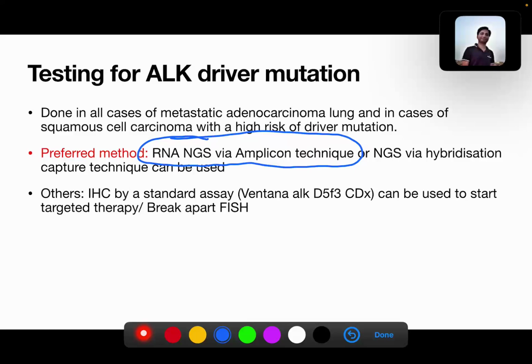Because the introns have been spliced out in RNA, fusion mutations can be detected with higher sensitivity based on RNA-based NGS. Okay, that is why RNA-based NGS has a higher sensitivity for fusion mutations. So that is how we primarily detect ALK in the current day and era. Earlier, we used to detect via IHC. Okay, there's a Ventana ALK D5F3 CDx platform. It is through IHC that we used to detect ALK.